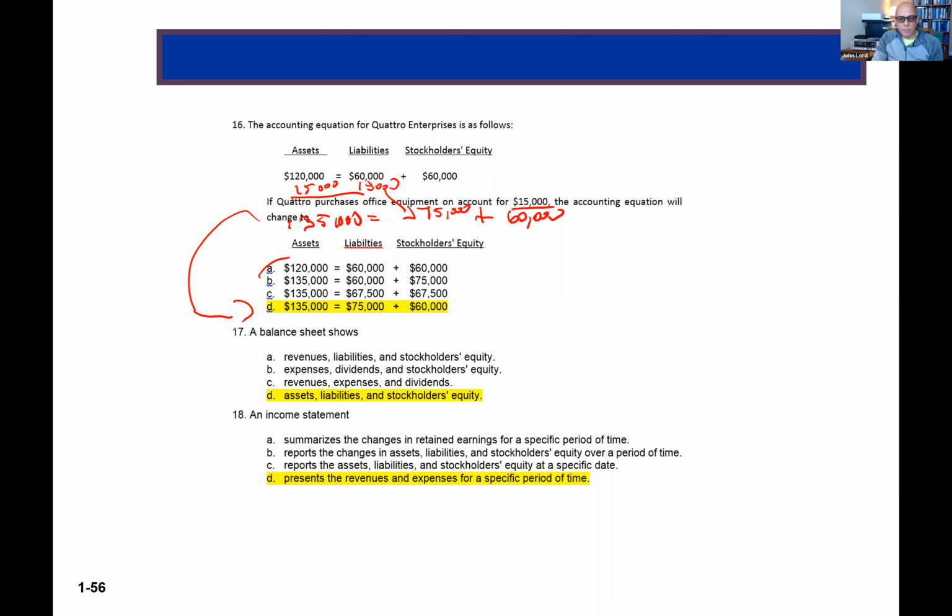Okay, good. Balance sheet shows. Why do they call it a balance sheet? Because it balances out. Because it balances. Good. What balances? Assets, and then the liabilities and stockholders' equity, which is common stock and retained earnings.